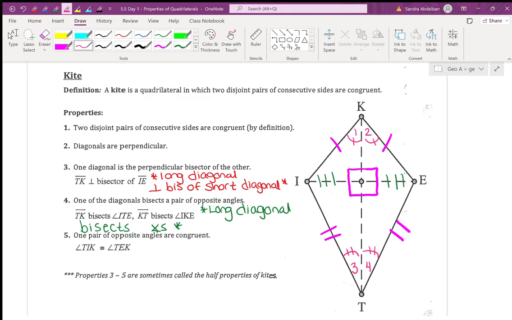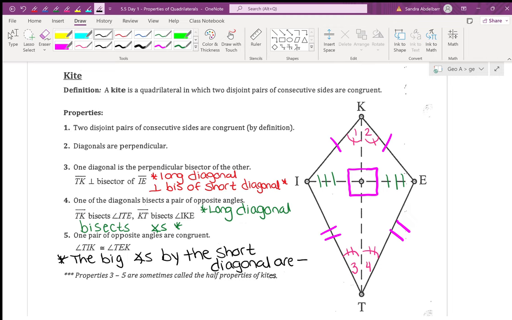Okay, one pair of opposite angles are congruent. So I'm going to put a star, and I'm going to write the big angles by the short diagonal are congruent. So what does that mean for us? It means the big angle by I is congruent to the big angle by E. They're not being bisected, just the big angle by I is congruent to the big angle by E.